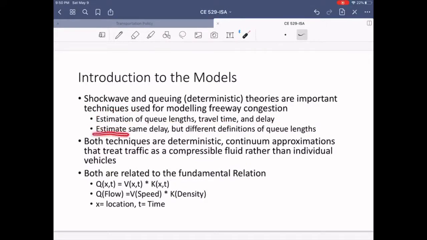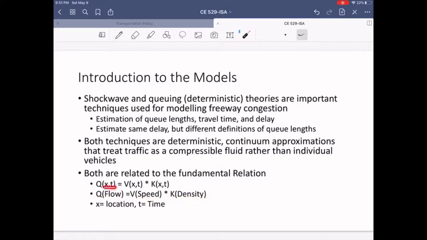Both estimate the same delay, but they have different definitions of queue lengths, which will be explained in the later slides. Additionally, both techniques are deterministic, which means that flows are not random, they're more set in continuum approximations that treat traffic as a compressible fluid rather than individual vehicles. Lastly, both are related to the fundamental relationship, which is Q equals VK. Q is flow, V is speed, and K is density.